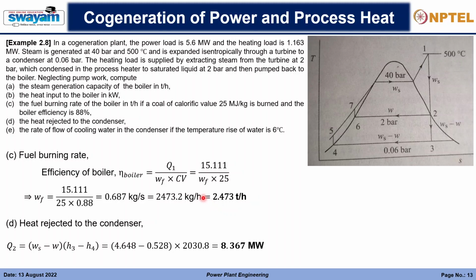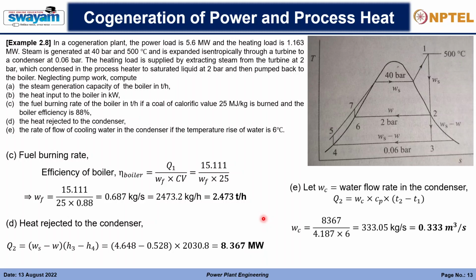Okay, then the heat rejected to the condenser. So H3 we know, H4 we will get from the steam table, no issue. So Ws minus W is the amount of steam passing from 3 to 4. By this we will get the heat rejected to the condenser, that is 8.367 megawatt.